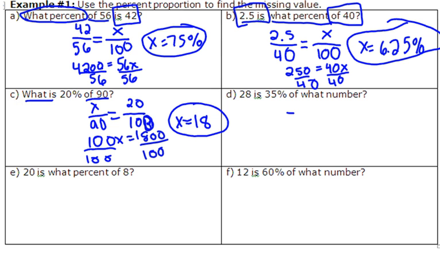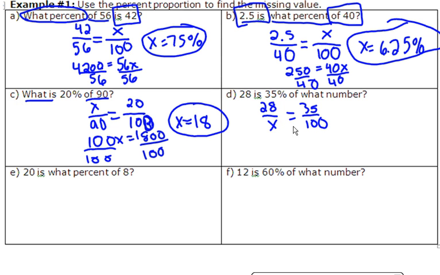If we look at D, it's the same exact thing. Now this one, 28 is 35% of what number? I'm given the percentage again, so I have my one ratio, it's 35 over 100. Now my wording, 28 is and then it says of what number. So it's giving me the is, it's 28, so that goes on top. The of is my unknown, so that's where the variable goes.